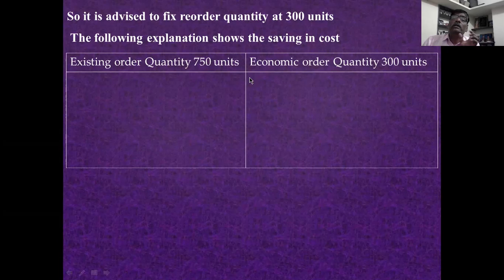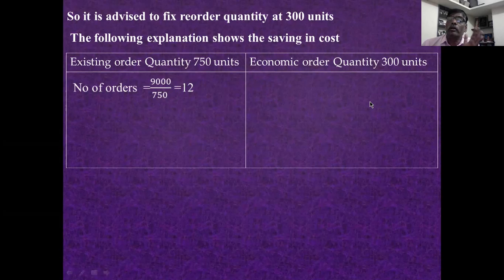Okay. Then how is it economical? You see here, the number of orders you have to make in a year. How many orders you have to make in a year? Your requirement is 9,000. In one order, you are purchasing 750. Your requirement is 9,000 divided by 750, the quantity to be ordered at once. So you have to make 12 orders in a year according to the present condition.